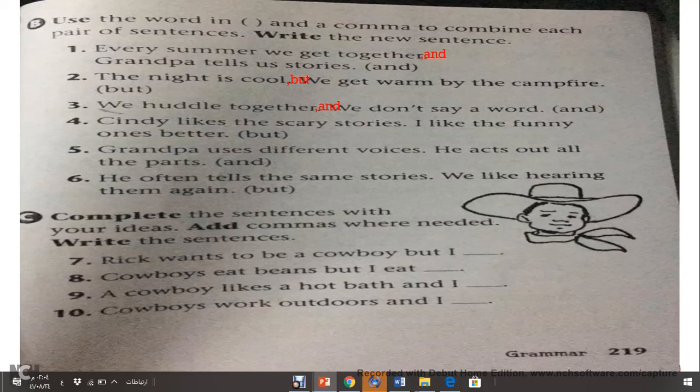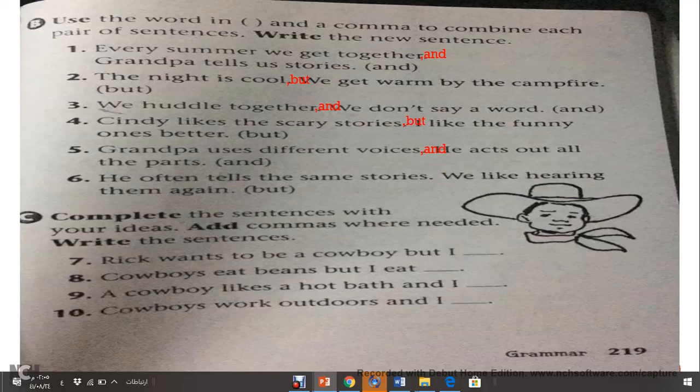Question number 4: Cindy likes the scary stories. I like the funny ones better. We will use but in the place of the period. Erase it, put a comma, then put but. And it will be a capital letter I in all cases. Question number 5: Grandpa uses different voices. He acts out all the parts. We will use and in the place of the period. We erase it, we put a comma, then and.